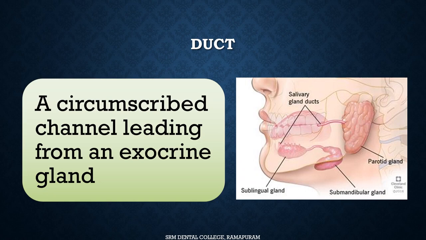Salivary glands are basically exocrine glands. A duct is basically a circumscribed channel leading from an exocrine gland. Here, the salivary gland ducts carry saliva from the gland to the oral cavity.